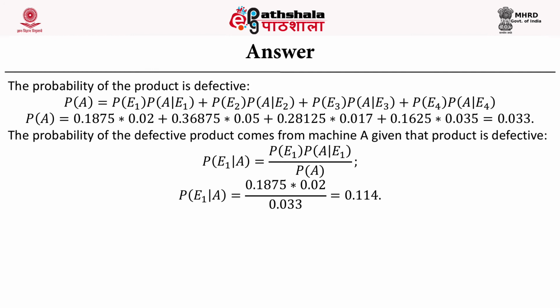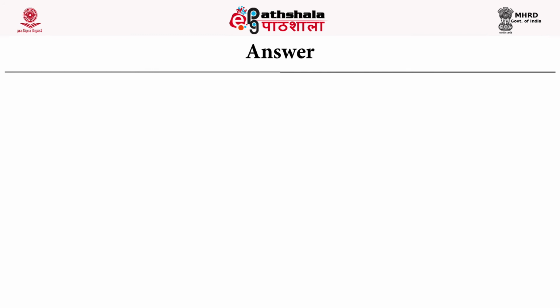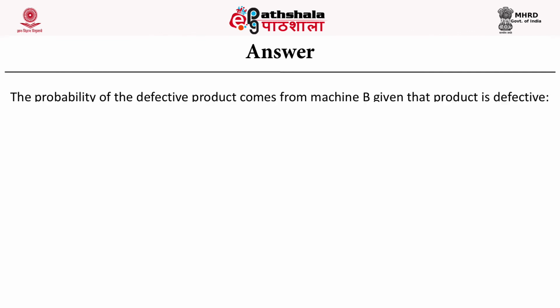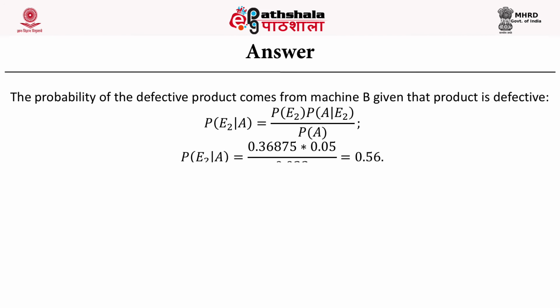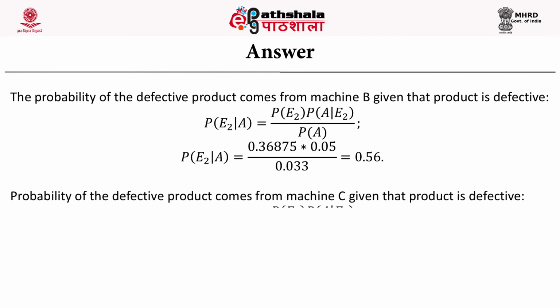So after using the Bayes theorem and putting the values here, we will get the probability of E1 given A, which is equal to 0.114. Similarly, the probability of the defective item coming from machine B given that the product is defective, which is probability of E2 given A, is equal to probability of E2 into probability of A given E2 divided by probability of A, that is 0.36875 into 0.05 divided by 0.033, and the final answer comes to be 0.56.